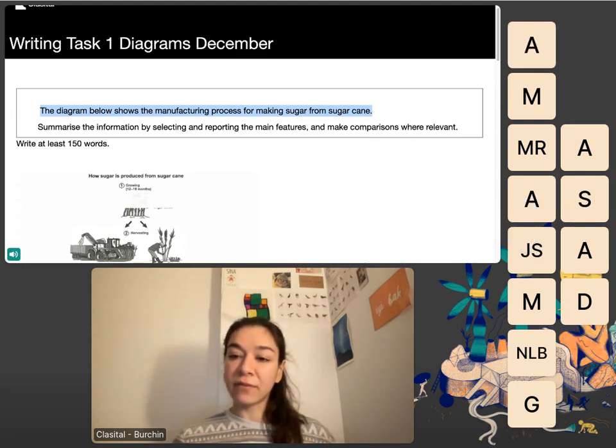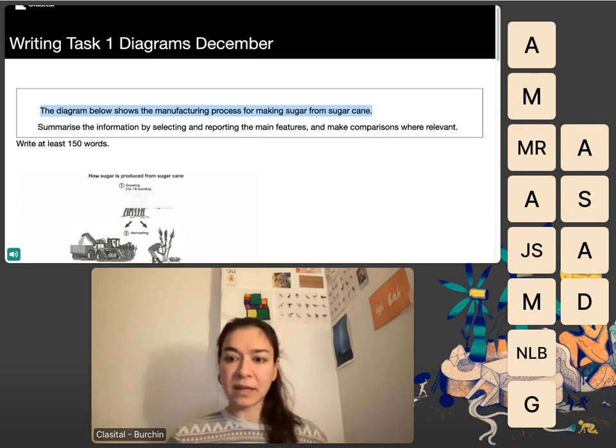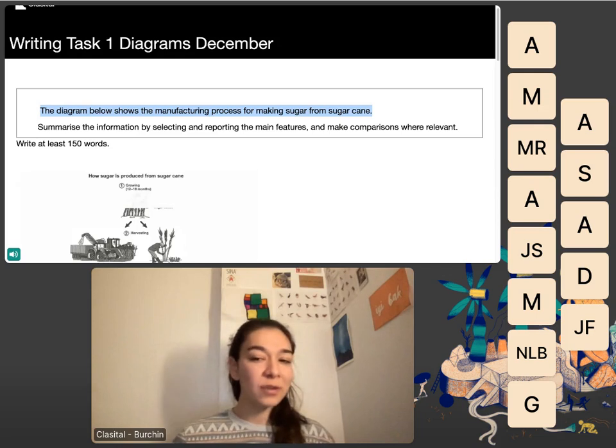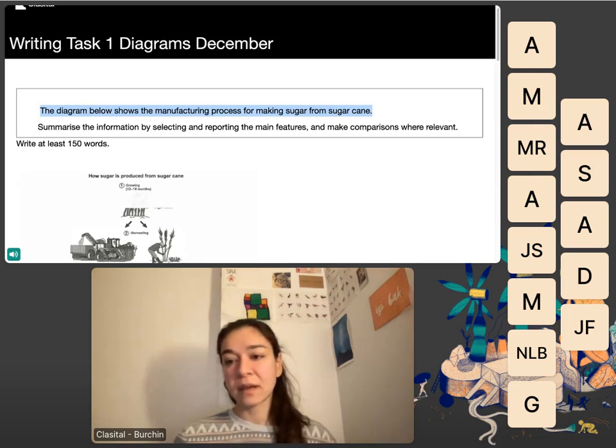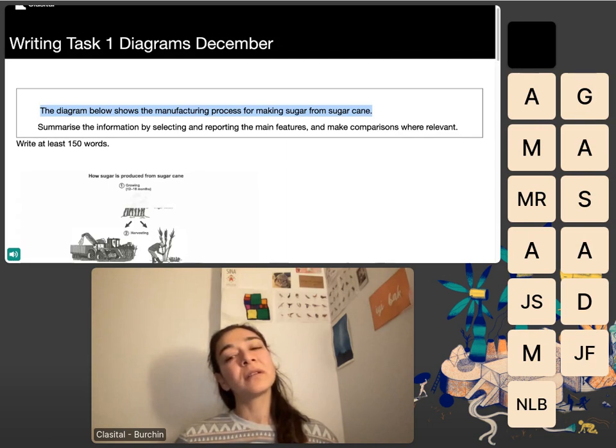The diagram reveals how sugar is made from sugarcane. Nice. Jean Nuttall says the given diagram illustrates the manufacturing process. I think you can use process of sugar from sugarcane. Very good. Manufacturing structure. It doesn't sound very natural to me.